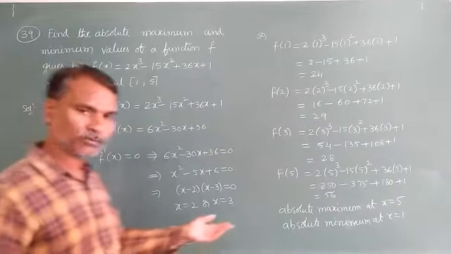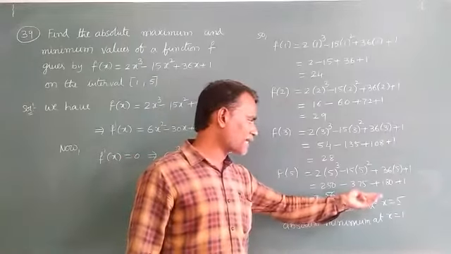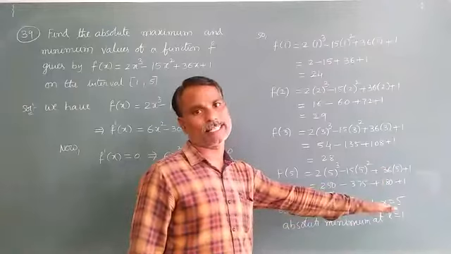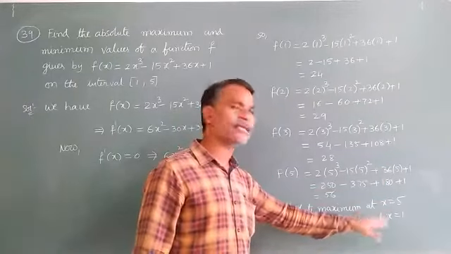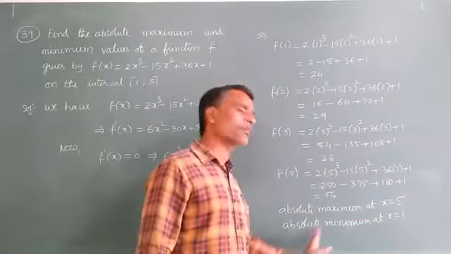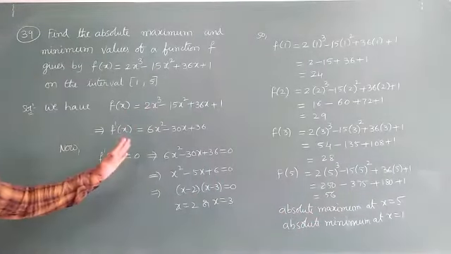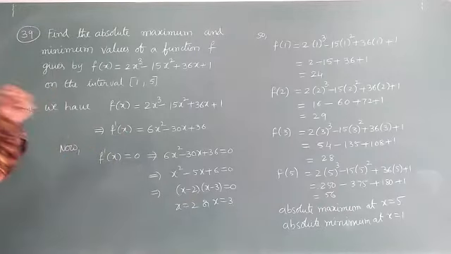Write it: absolute maximum at x equal to 5, so the absolute maximum value is 56, and absolute minimum at x equal to 1, so the absolute minimum value is 24. Like that you can conclude it. So this is the solution for absolute maximum.